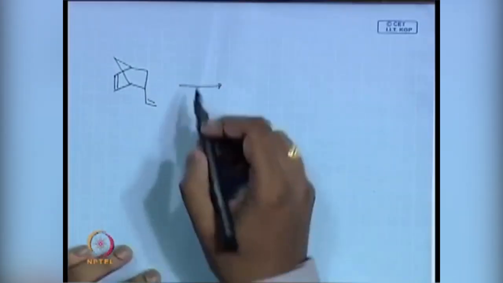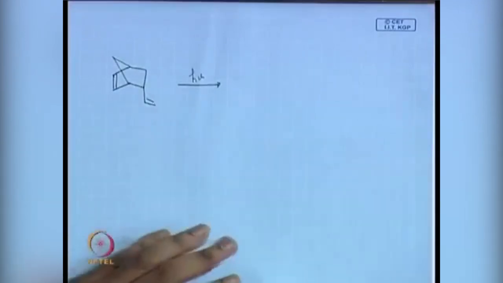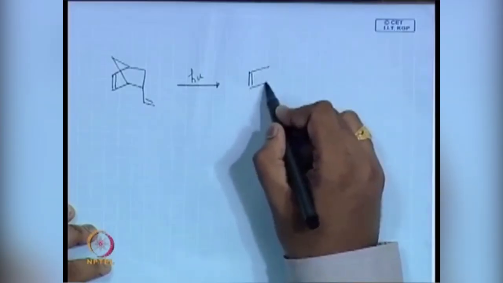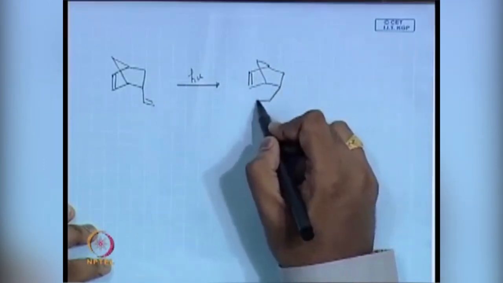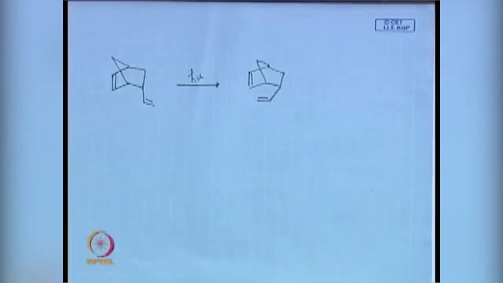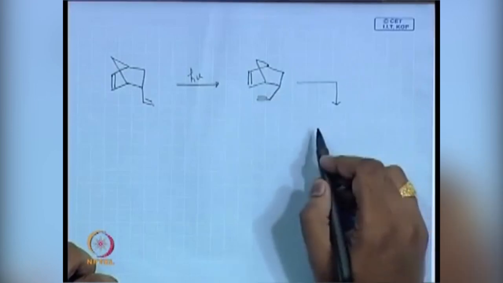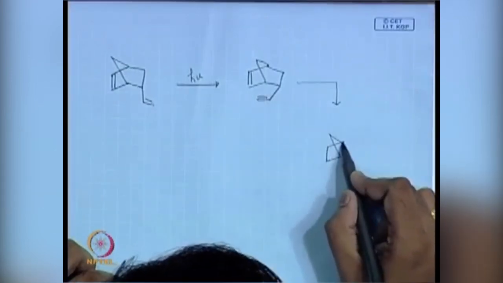What happens in this? I'm directly photolyzing. What will be your first step? See, it does not have a position to make a 2 plus 2, that is what I am saying. That double bond is away from it. So, your first step should be a cis trans isomerization. The molecule does it so cleverly; it brings this double bond in, just does cis trans. Then it undergoes a 2 plus 2. The only thing is that you should not write it directly.